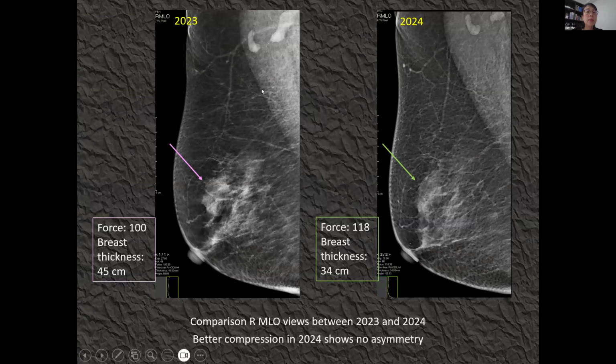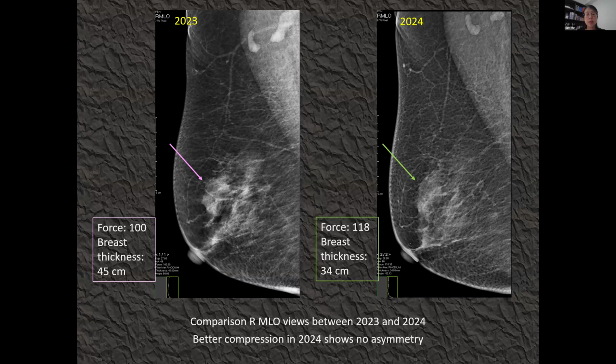So here I have two images. This is the first image that I showed, the right MLO view, for which she was recalled, showing the focal asymmetry. Here, I've just blown up the numbers. The force was 100. Breast thickness with a force of 100 was 45 centimeters. She subsequently returned for follow-up imaging 1 year later, which is this image on the right. We can see that the force is 118, so more force this time, with breast thickness of 34 centimeters, so decreased breast thickness. And we can see that the asymmetry that was initially seen is no longer present.